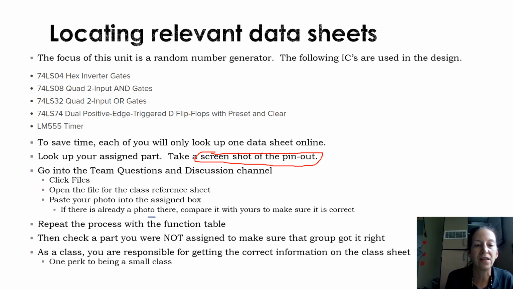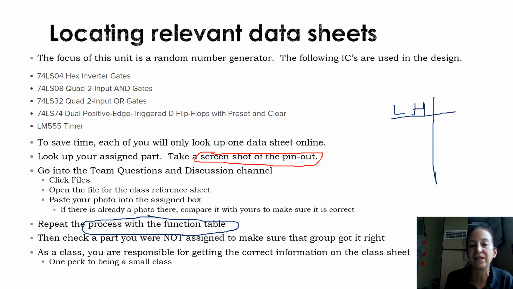So go back into that data sheet and grab the function table. The function table, remember, is like the low, high, and then you've got your output. So it might be like low, low, low, high. That's what you're looking for. It might be done with 1s and 0s depending on the manufacturer's data sheet that you're looking at.